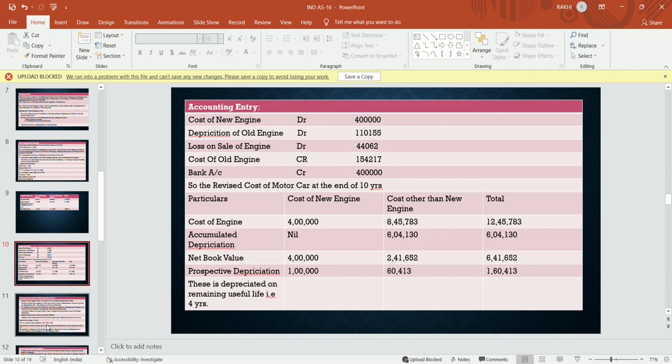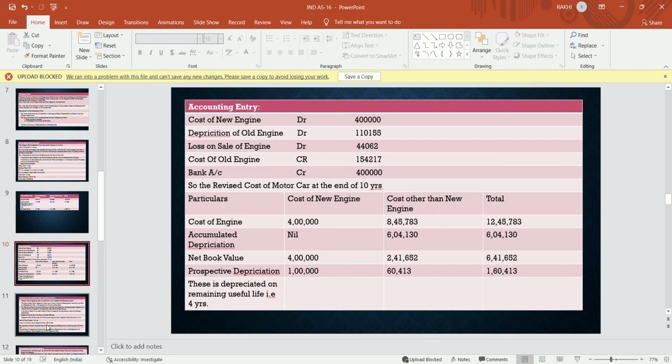And the accounting treatment is, firstly we will determine the cost of new engine. We will debit the cost of new engine because we are purchasing that. So cost of new engine is to be debited by 4 lakhs, and we will credit that with bank because we are paying for that. So cost of new engine account debit to bank 4 lakhs, and we will de-recognize the cost of old engine from the respective asset.